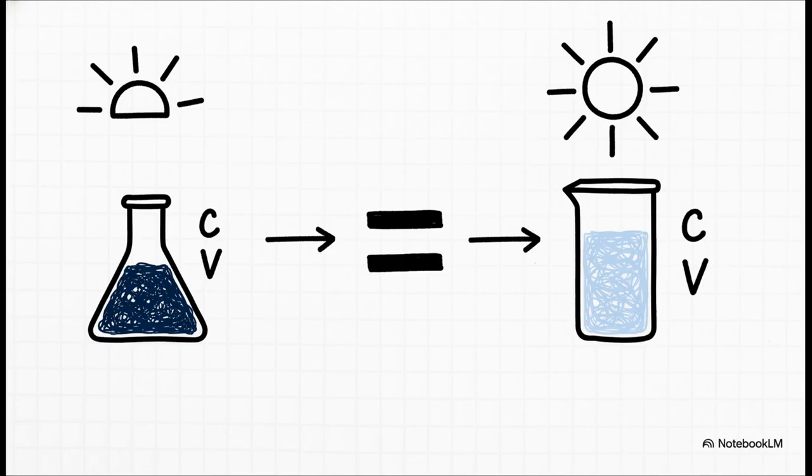So let's properly break this down. C1 and V1. That's your before picture, your starting concentration and your starting volume. Then you have C2 and V2. That's your after picture, your final concentration and your final, and this is important, your final total volume. We're going to come back to that detail.